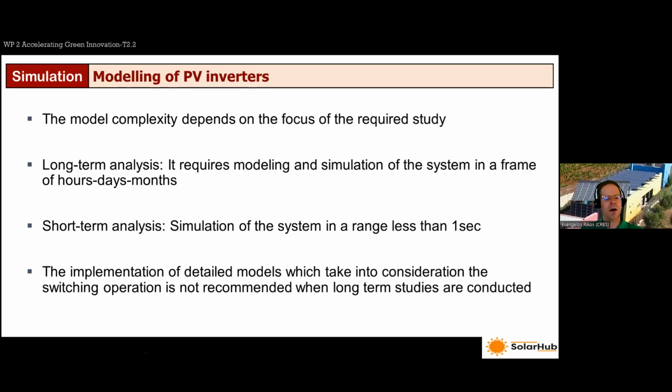In the frame of hours, perhaps days or months sometimes, if you want to examine the system performance over a year. This means that you need to reduce the complexity of the photovoltaic inverters as much as possible. You cannot use the analytical switches I showed you earlier, because that could require an immense amount of time and you would never reach the result you desire.